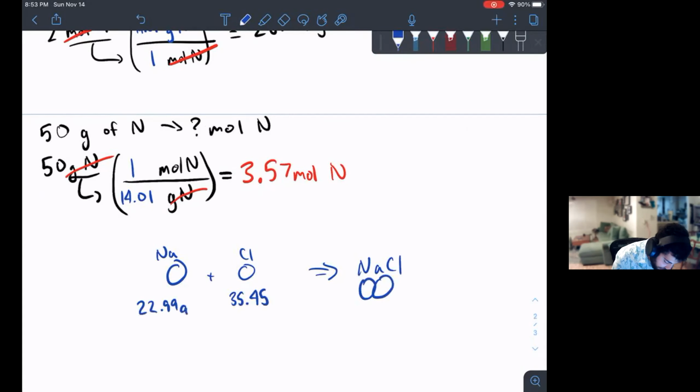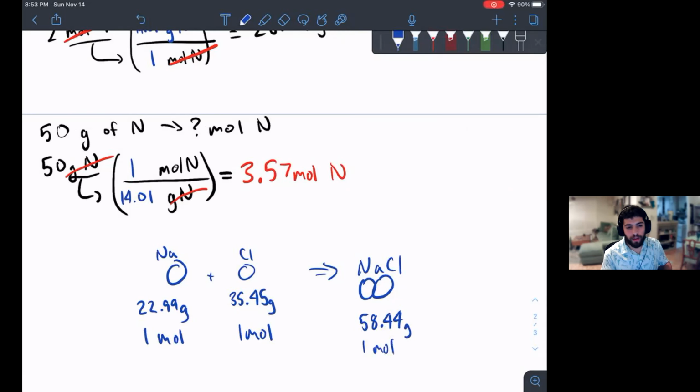Instead, if we're doing 1 mole of each, then I know I need to measure out 22.99 grams of sodium and 35.45 grams of chlorine to get our sodium chloride, which will be about 58.44 grams. And that's, once again, 1 mole of sodium chloride. So that's why this is important. We need moles to relate things.